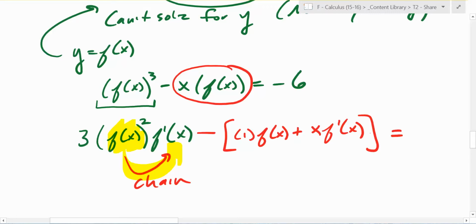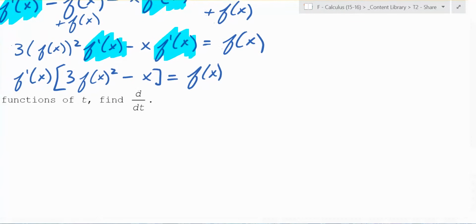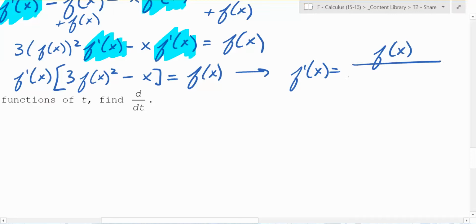0. So what rule did we use to go from here to here? The product rule. So let's pause. So what do you end up with? F prime of x is equal to what? F of x over 3f of x squared minus x.